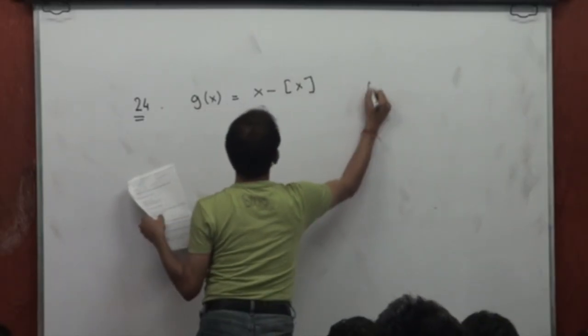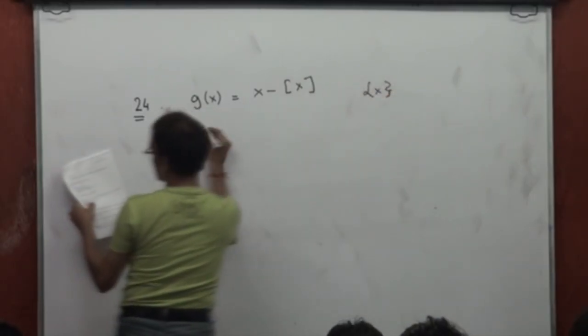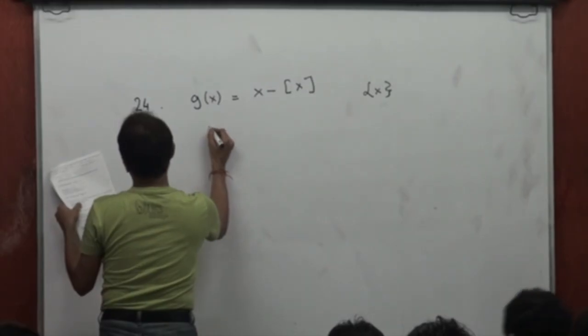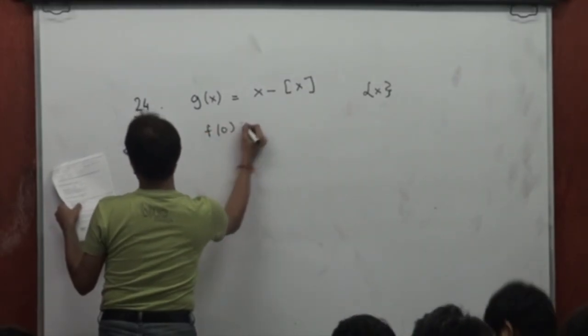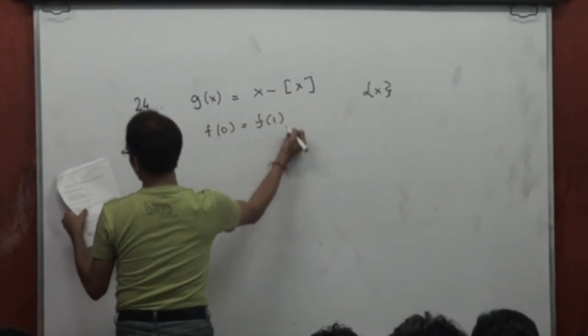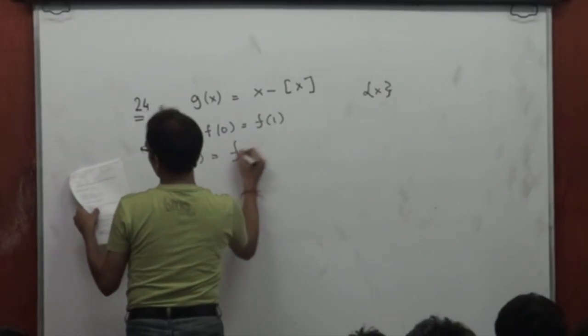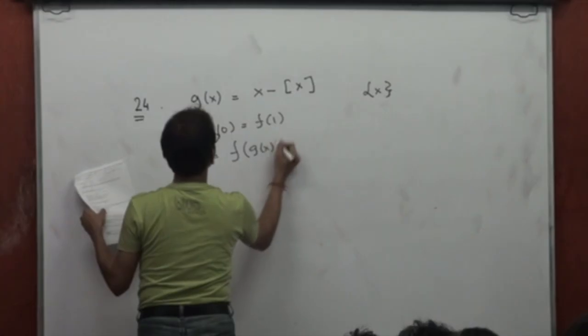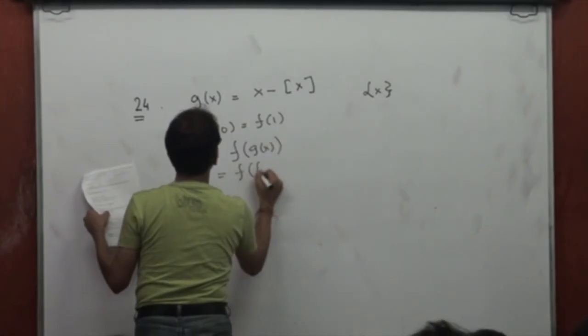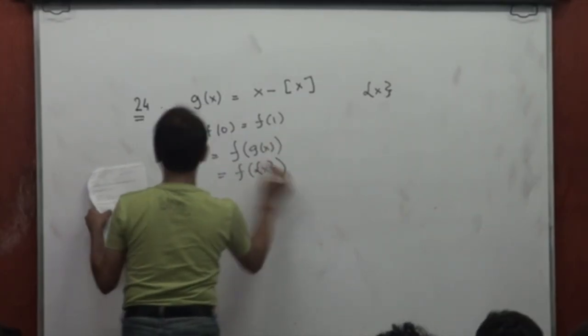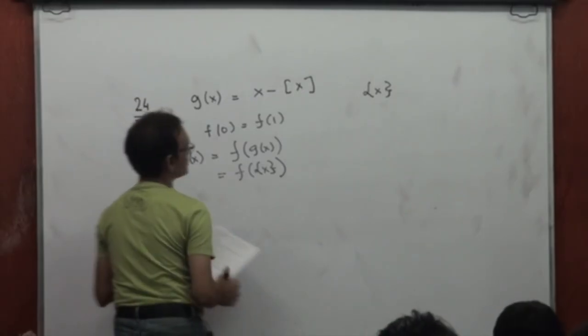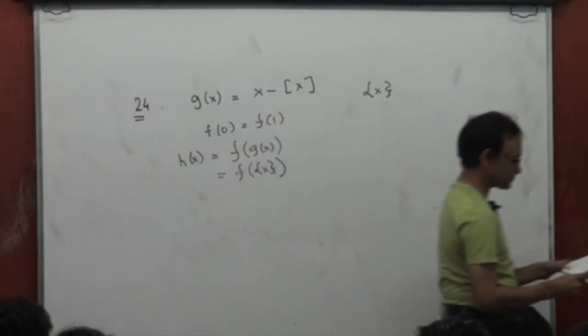That is the fractional part of x. That's g(x). And f(0) is f(1). And h(x) is f of g(x). That means f of the fractional part of x. f of g(x) means f of the fractional part of x.